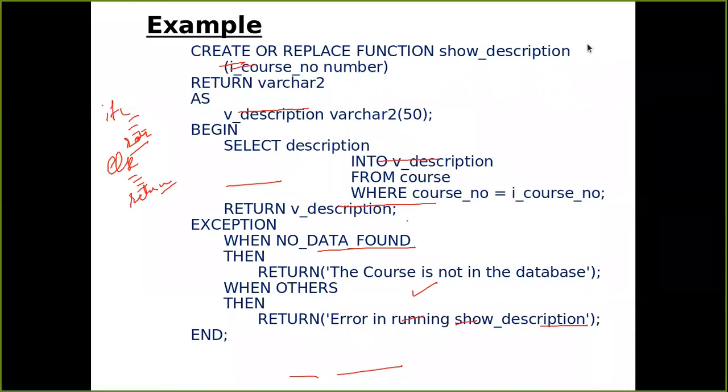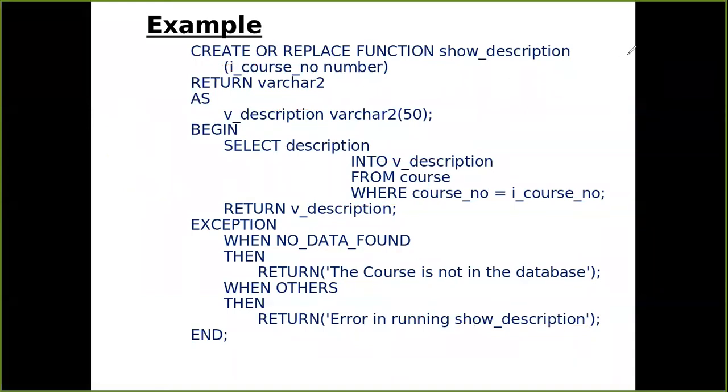So this is an example of a function. As you can see, create or replace function show_description. This is the name of the function. This is a parameter, i_course_number. Here I stands for input, so I am using the i notation for representing an input variable, so that I can identify that this is the input variable. The data type is number, and it returns varchar2. So this function will return a value of varchar2 type.